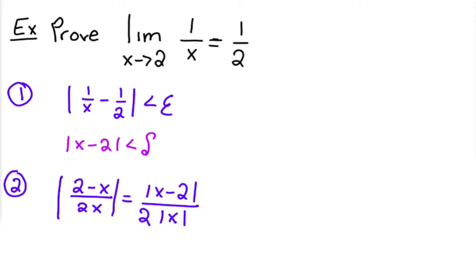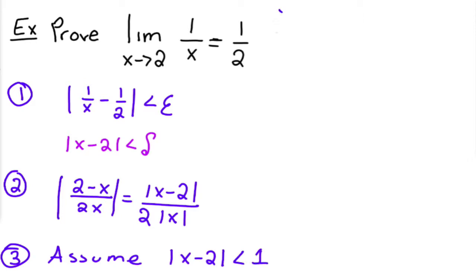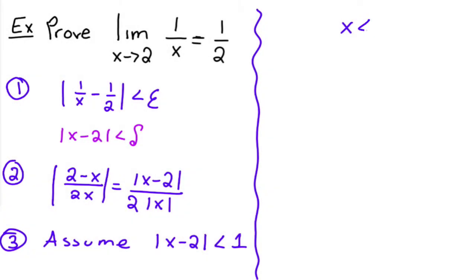Okay, now step 3. Notice that I have control over |x - 2|, but I don't have control over x. So I need to bound x. So what I'm going to do is, remember, you assume that |x - 2| is less than 1. Remember, 1 is an arbitrary choice. So if |x - 2| is less than 1, then that means that x is going to be between 3 and 1.